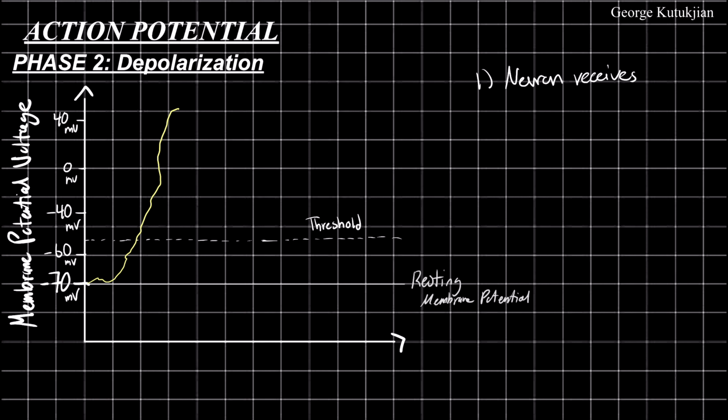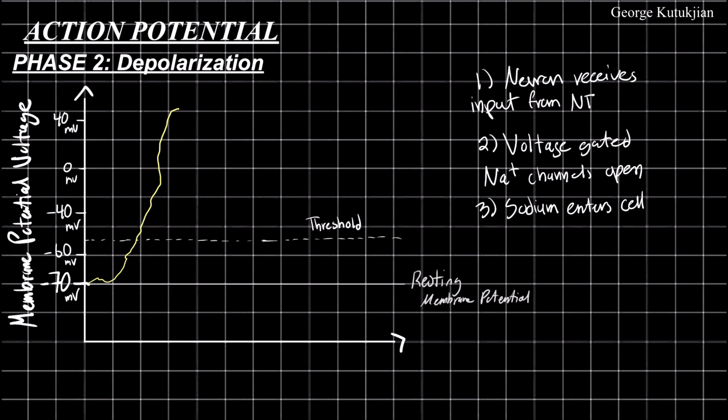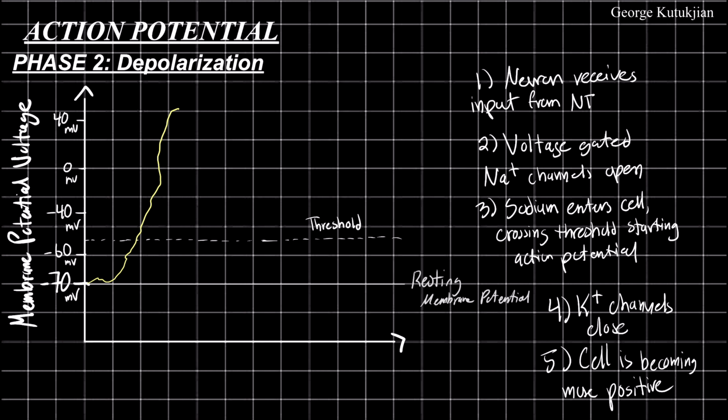Alright, so in our depolarization phase, we have our neuron receiving some chemical input or message that's triggering voltage-gated sodium ion channels to open. So as more sodium ions enter the cell, it's becoming a lot more positive. And that energy is being summated at the axon hillock to reach a threshold and initiate an action potential. So in this phase, our potassium ion channels are also closed, and the cell is becoming more positive because it's in the phases of an action potential.